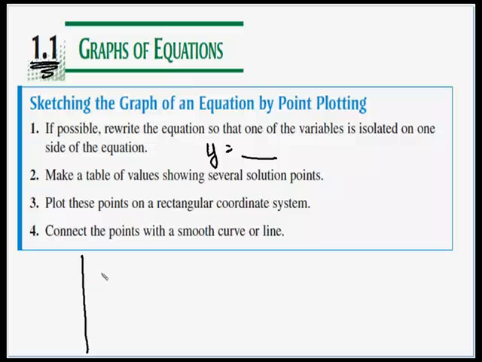And then we make a table of values showing several solution points. So we'll make a little table, and we'll have our x and y column. And whatever's over here with x's in it, we'll plug in different numbers for x. We can pick numbers like -1, 0, 1, 2. We pick the x values, plug them in, and see what y values pop out. So we make that table showing several solution points.